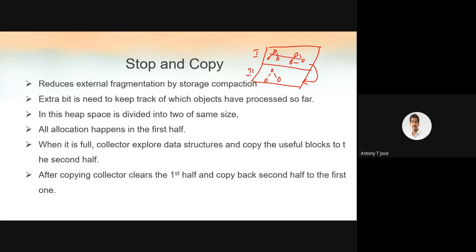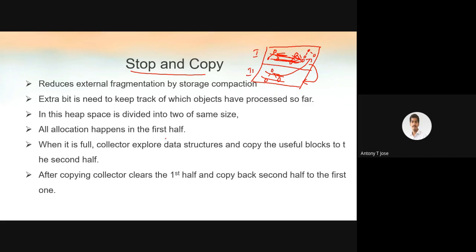After that, it will clear the first half, so it will deallocate all the data structures in the first half. Then it will copy back whatever data structures are used to the first half. We delete from here and copy the useful data structures to here. So in the first half, after this process, only the useful data structures will be there. This is the thing called stop and copy.